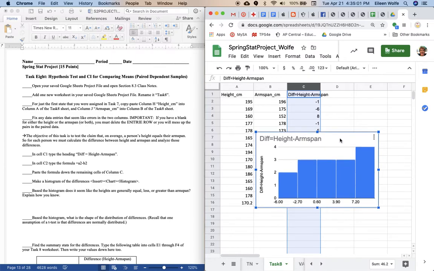So I asked you to make some observations on this. Based on the histogram, does it seem like the heights are generally equal, less, or greater than arm span? And how would I know? So I'm looking for the value 0, which would just be a little bit here. And I noticed that I got a lot of positive differences, way more than negative differences. So I would vote on average that I seem to have people whose heights are greater than their arm spans because I got a lot of positive differences.